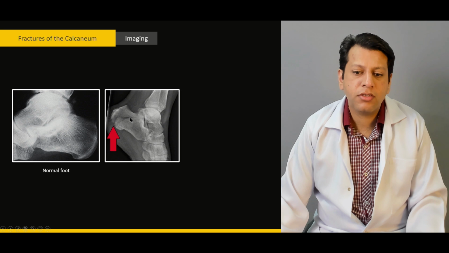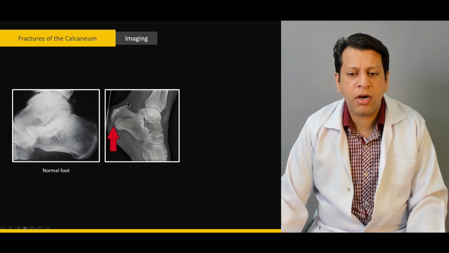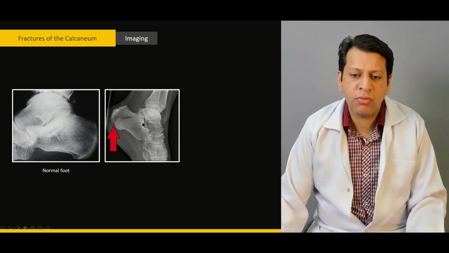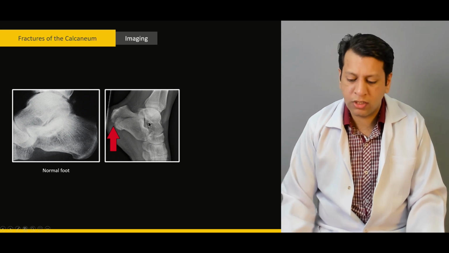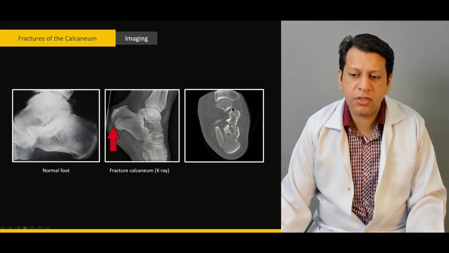But if you see, this looks like an extra-articular fracture involving this part where the tendon is attached. It does not seem to be involving the subtalar joint. But if you get a CT of this, then you can appreciate that it's actually a comminuted fracture.